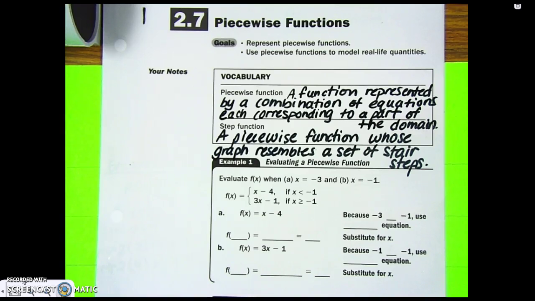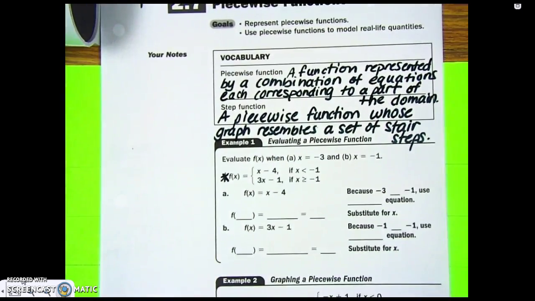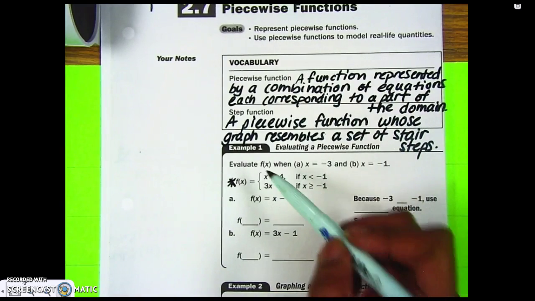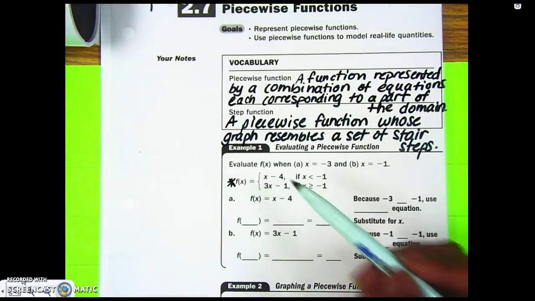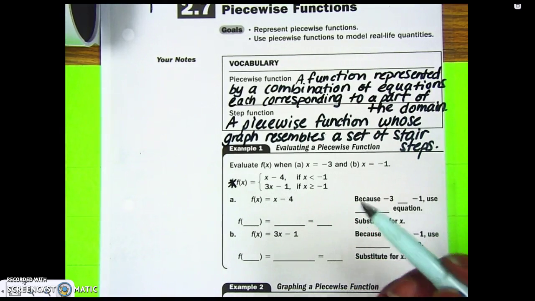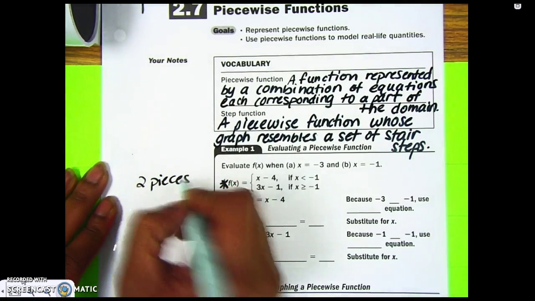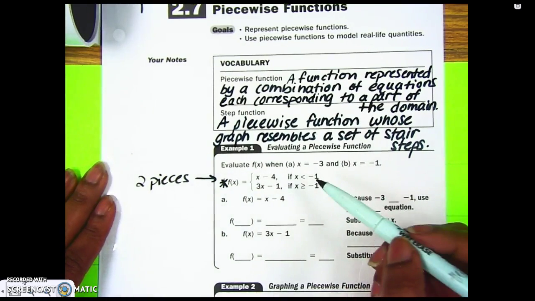Our first example is learning how to evaluate a piecewise function. It says evaluate f of x when a, x is equal to -3, and b, when x is equal to -1. So here's our function f of x right here. It's broken up into two pieces. The two pieces are x minus 4 and 3x minus 1. Each piece has its own domain.